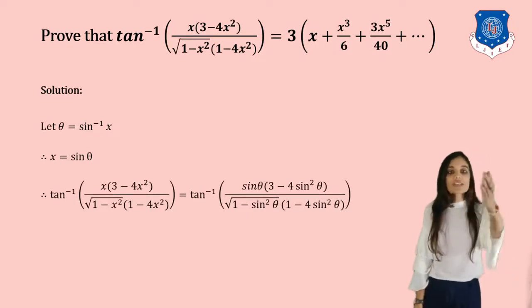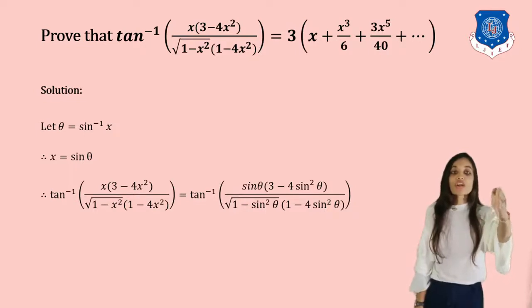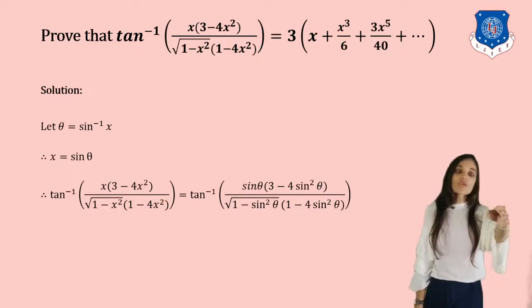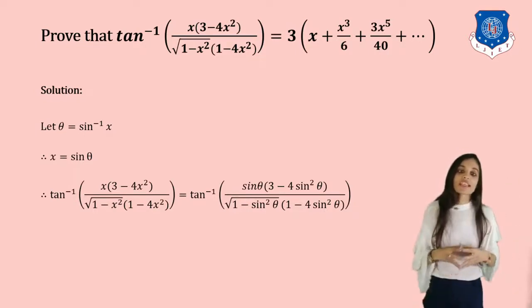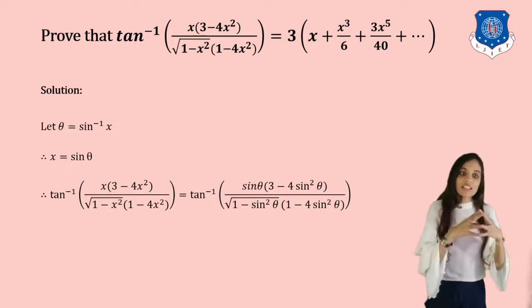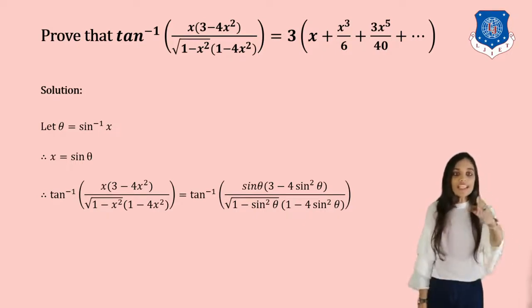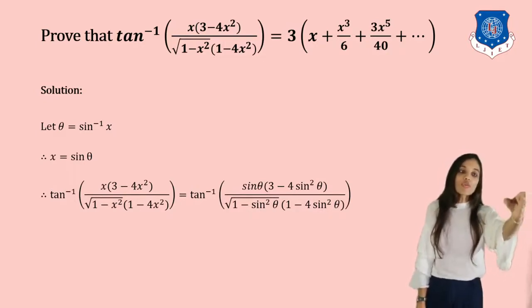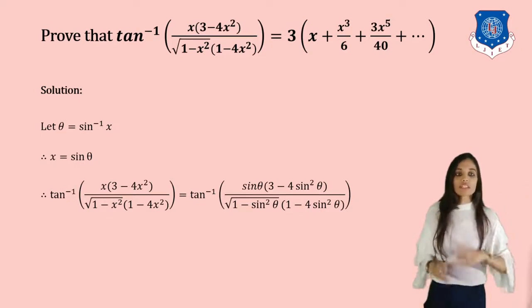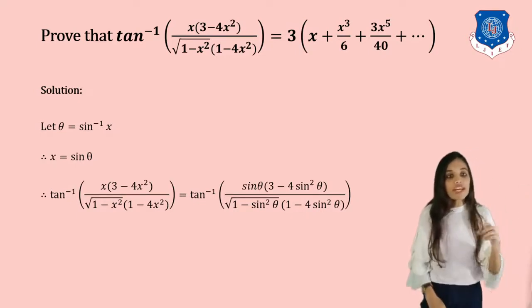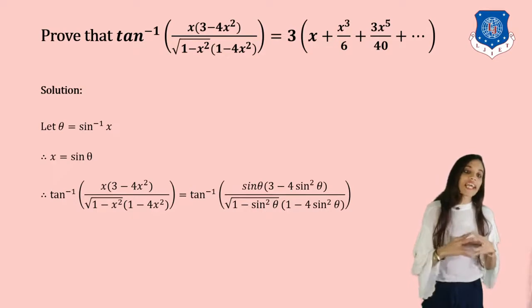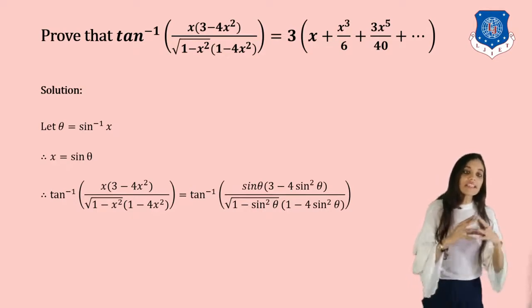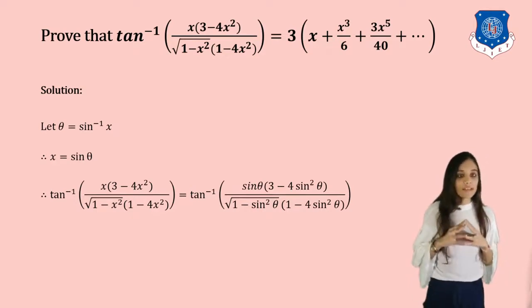So our tan inverse of x into (3 minus 4x square) upon square root of (1 minus x square) into (1 minus 4x square) is equal to tan inverse of sin theta into (3 minus 4 sin square theta) upon square root of (1 minus sin square theta) into (1 minus 4 sin square theta). Now we have to simplify such that you get tan 3 theta or tan theta in the bracket, right?